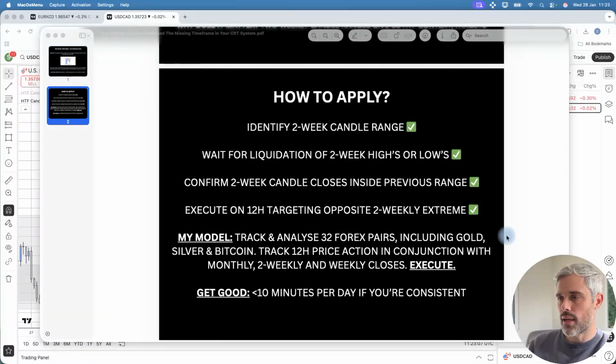My model is that I track and analyze 32 Forex pairs, including gold, silver, and Bitcoin. I track 12-hour price action in conjunction with weekly, 2-weekly, and monthly candles. I just wait and execute. Once you get good at this, you can do it in 10 to 15 minutes a day and then just get on with your day.